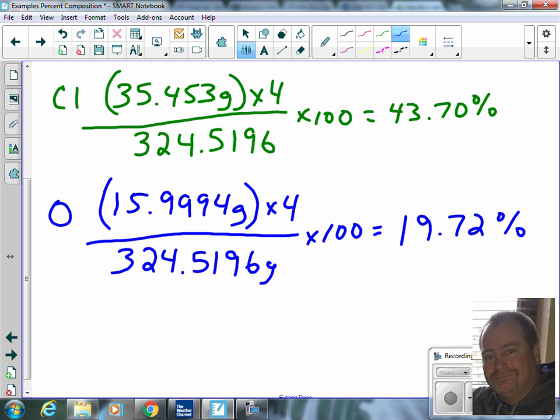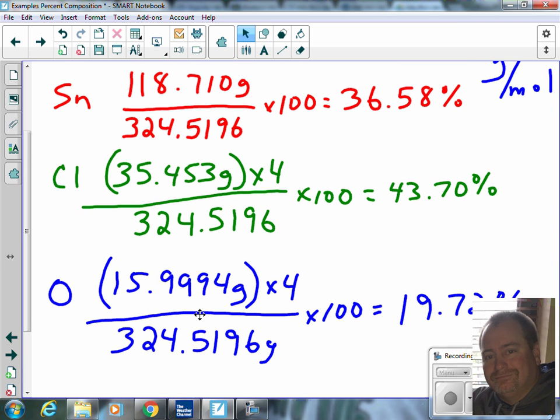Now, how would I check my answer? Add up all of my percents, right? And actually, what should they equal? 100. So I'm going to take 19.72 plus 43.70 plus 36.58, and I get 100 on the nose.